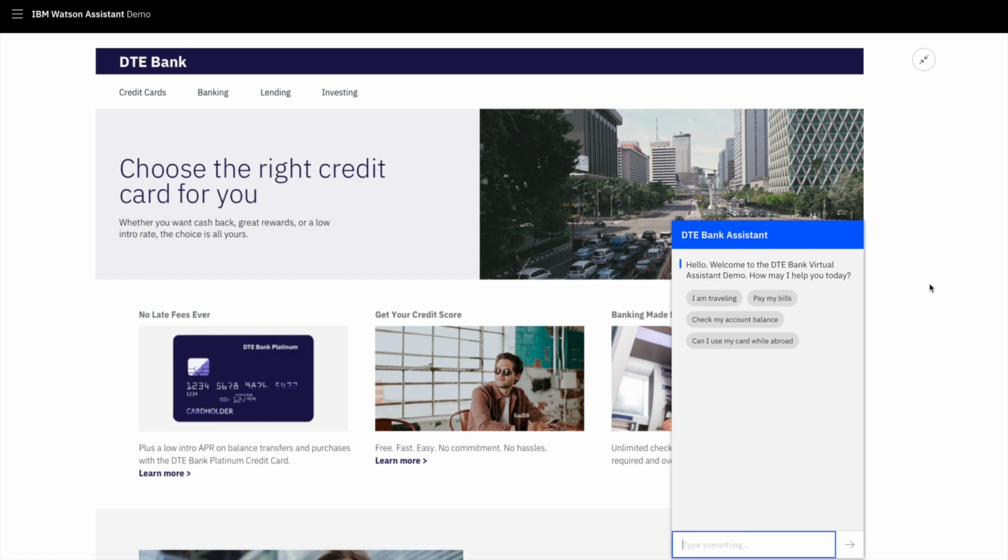Now for this demonstration, I'll play the role of a customer of a fictional bank, the DTE Bank. And I was pleasantly surprised to see when I came to their homepage that they have a live assistant directly integrated to the web page so that I can get answers to questions even if I'm on say a crowded subway train. So my first question is just going to be a simple one. Let's say that I'm looking to make a payment online for an e-commerce product, and I need to know where my CVV is on my credit card.